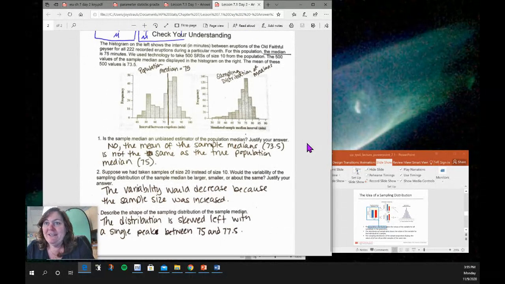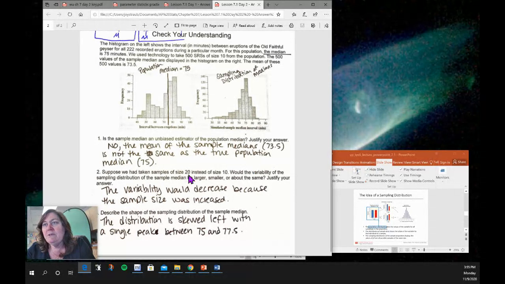All right, welcome back. Check your understanding. One last thing we're going to do today. If you go to the first graph, you will see the median of the population is 75, whereas the median of the samples is 73.5. So since they are not the same, this is not an unbiased estimator, not good. So we could not use the median to estimate. That's where we're going to stick with our good friends, means and proportions, that do work.